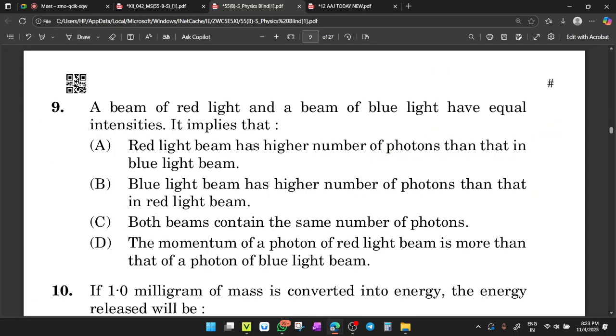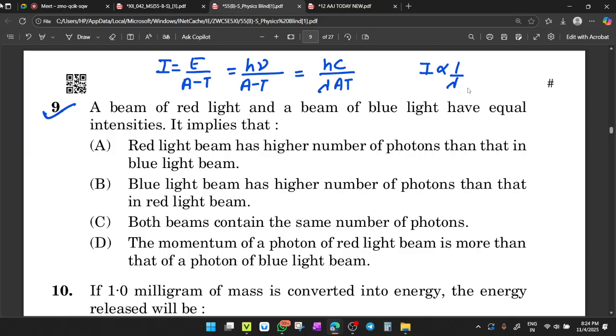Clear? Okay, student. This question is related to the dual nature of radiation and matter chapter. A beam of red light and a beam of blue light having equal intensity. It implies that the red light beam has a higher number of photons than the blue light beam. The blue light beam has a higher number of photons than the red light beam. Both beams contain the same number of photons. And the momentum of a photon for the red light beam is more than that of a photon for the blue light beam. Tell the answer. Okay, students.